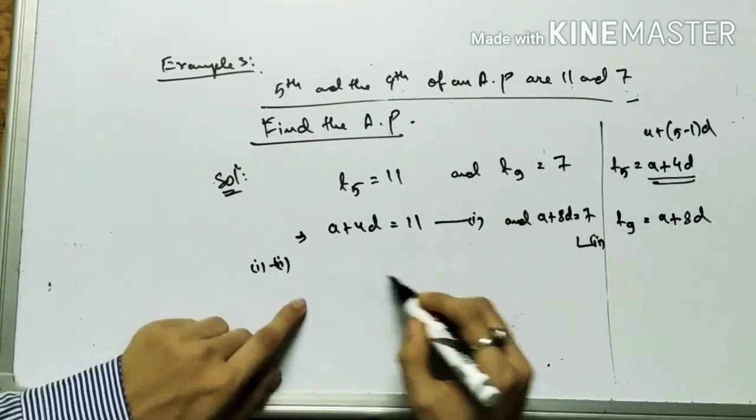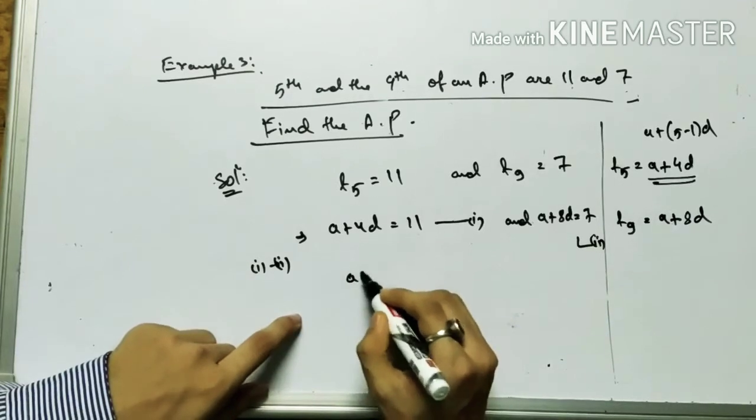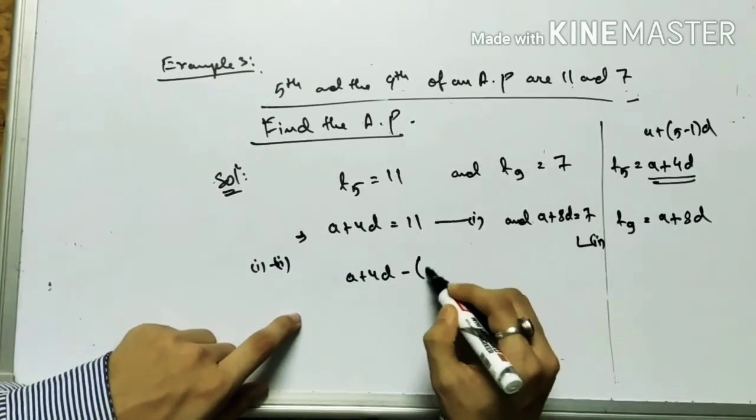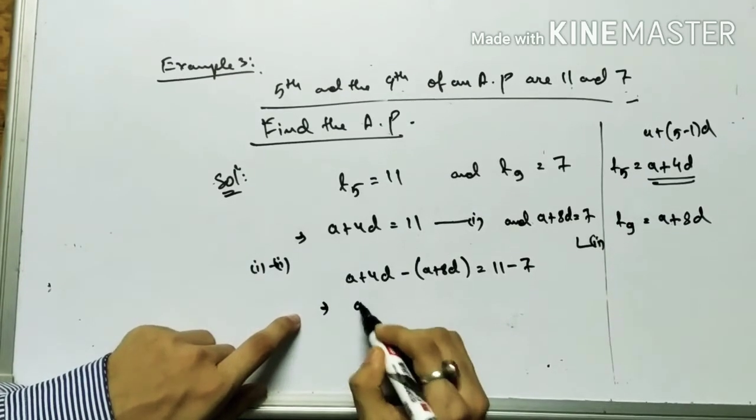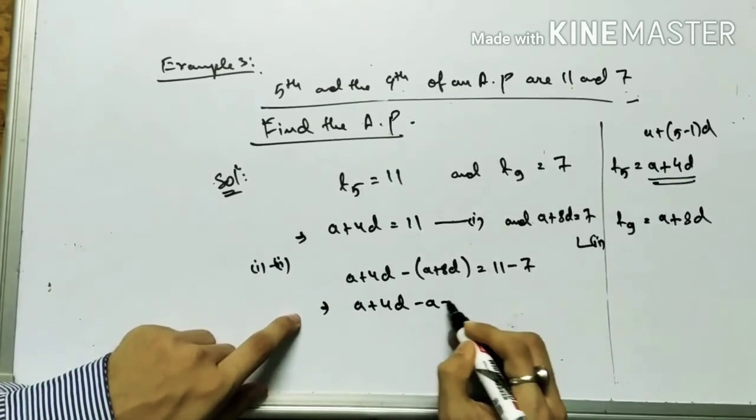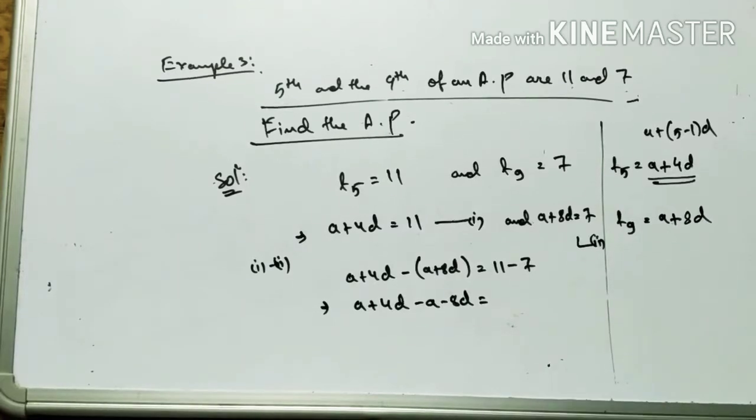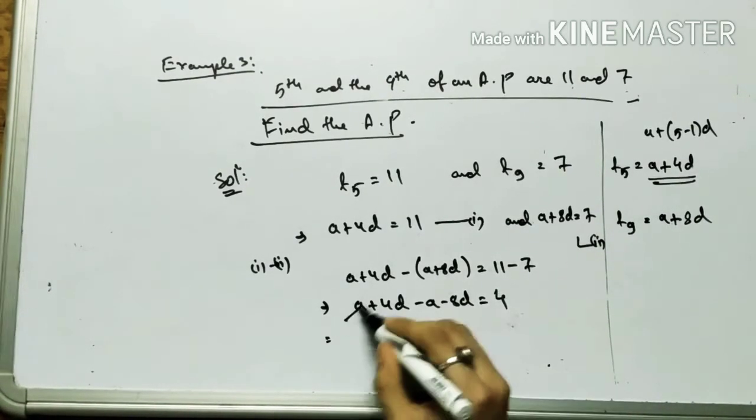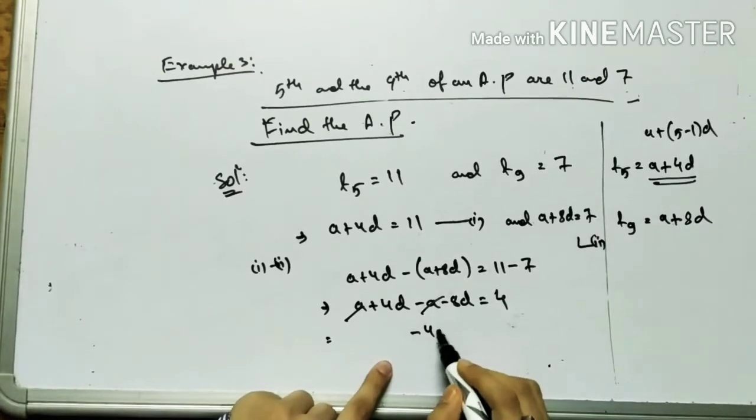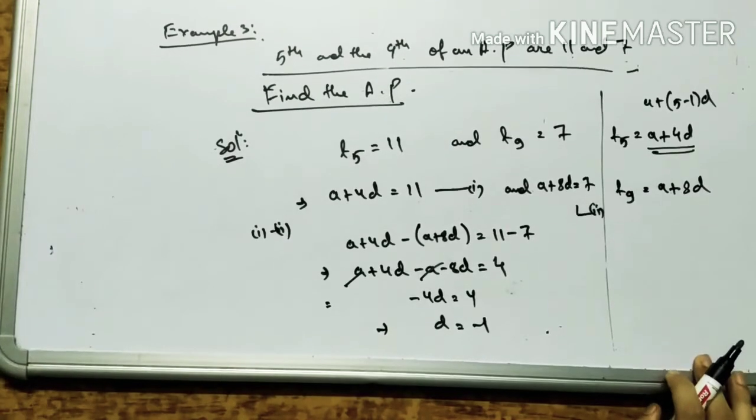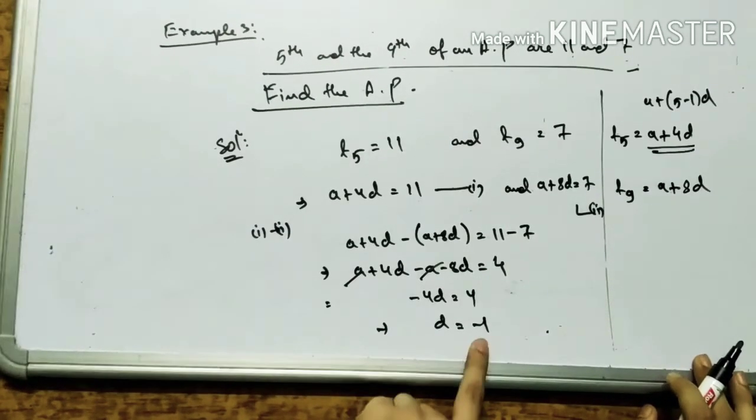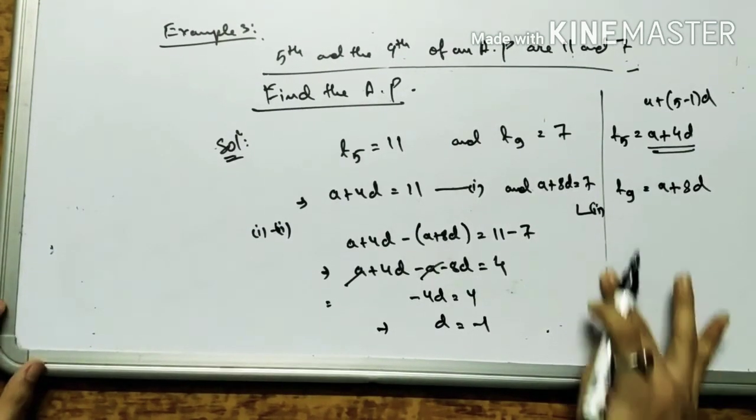So if I do 1 minus 2, I will get a plus 4d minus (a plus 8d) is equal to 11 minus 7. So this is a plus 4d minus a minus 8d is equal to 11 minus 7, which is 4. This one and this one cancel. So minus 4d is equal to 4, and d is equal to minus 1. Understand? The common difference is minus 1.